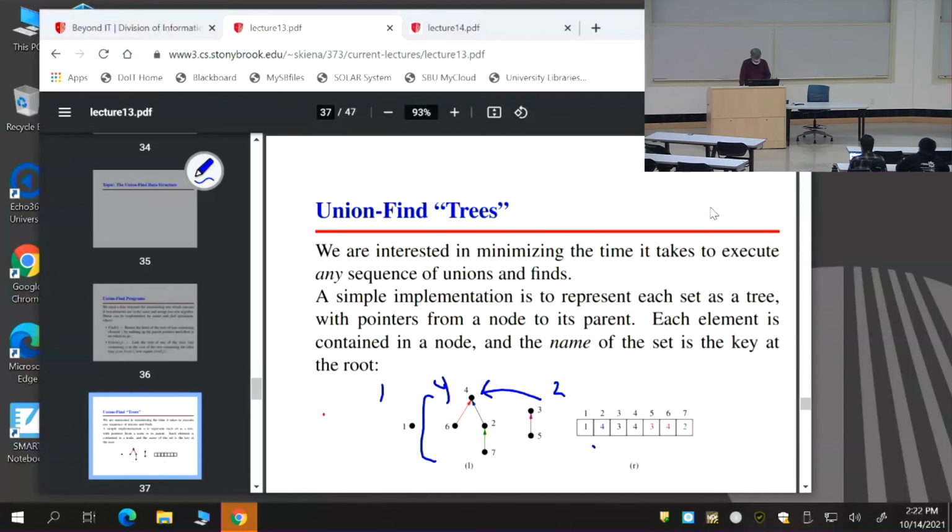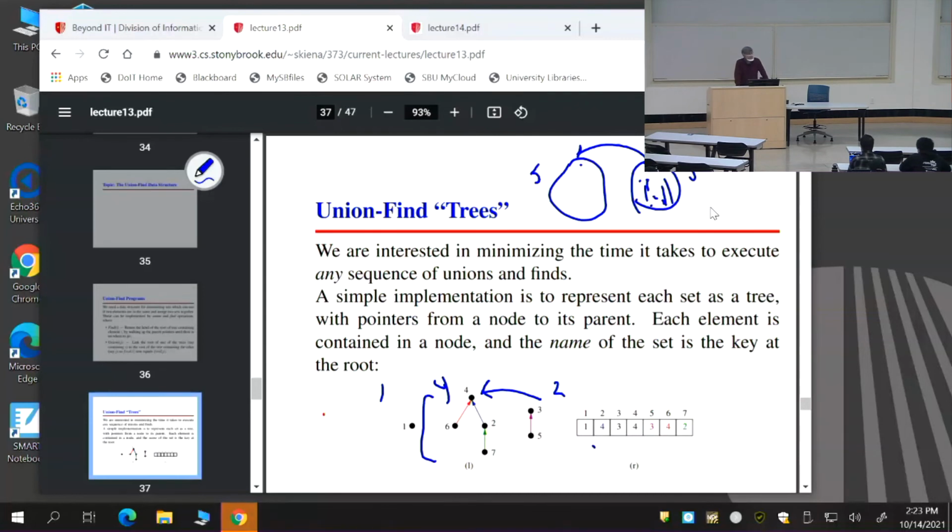What happens if I had 2 trees with the same number of nodes? What if this tree had 5 nodes and this tree had 5 nodes? Which one should I make be the root? Okay, I can't benefit one or the other, right? Which one should I choose? Well, whatever one I choose, these guys now have a taller path, right?